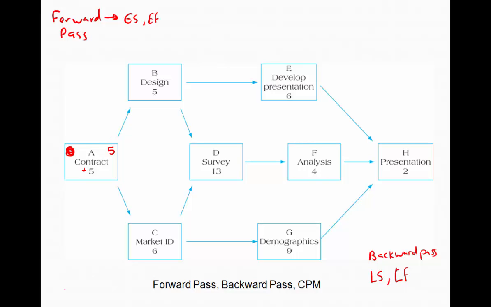Now we continue on with our network diagram. Let's look at activity B. We need to determine the early start for activity B. Based on the second rule of our forward pass, the early start of activity B is equal to the early finish of activity A. So really all we're doing is taking this 5 and transferring it over up here. And we do the same for activity C. We transfer that 5 over.